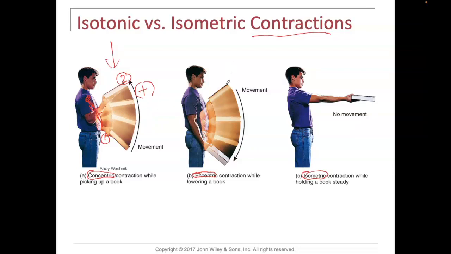Now, eccentric is, again, we're looking at the biceps, which is going from here to here. So here's the origin, and here's the insertion on the radius. And this was the starting point at the top, and you're lowering it to bring it down. What's happening to the biceps? It's elongating. Right here, it's shortened, bringing it up.